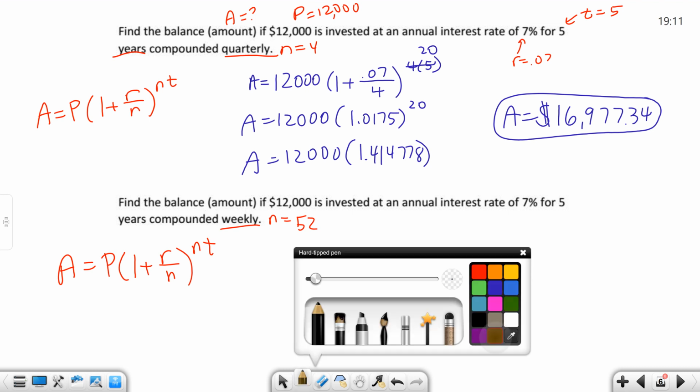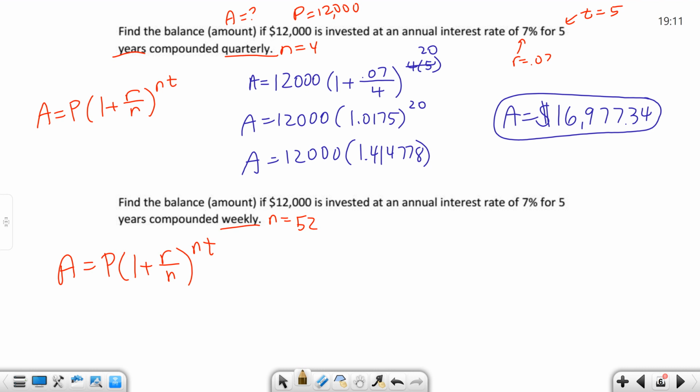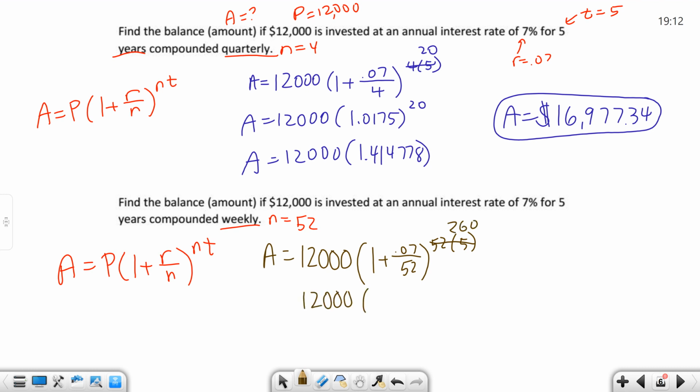So then the next one, it's all going to be the same except the N, right? So we're going to come in here and go A equals 12,000 times 1 plus R. R is 0.07. N is the thing that's different here. It's 52 instead of 4. To the 52 times 5 power. All right. So do 52 times 5 and we get 260 for the power. Okay. So we're going to have 12,000 times something to the 260. Then we're going to have 12,000 times something here. All right. And then we're going to have that something in dollars and cents over here after we do all that.